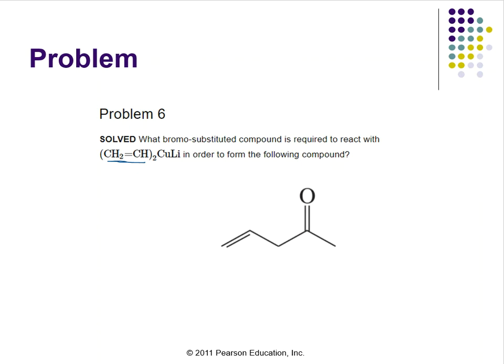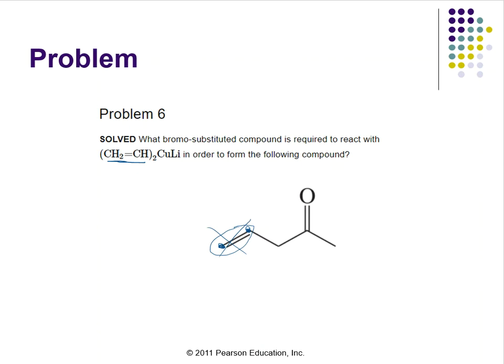So I need to look for an area that has a carbon double bond carbon. And I'm going to scan through, and right here is my carbon double bond carbon. This is the piece that I'm adding on. So this piece needs to go off of there, and that needs to have a halogen instead. That's it, folks. That's all that I need to do.